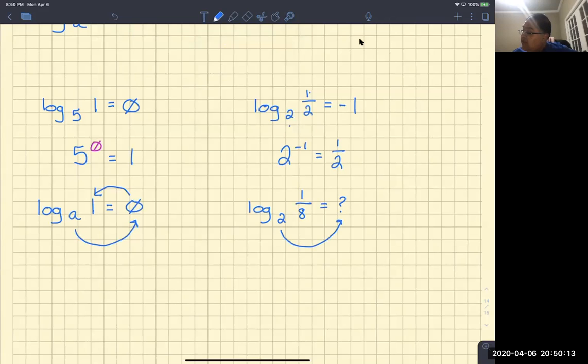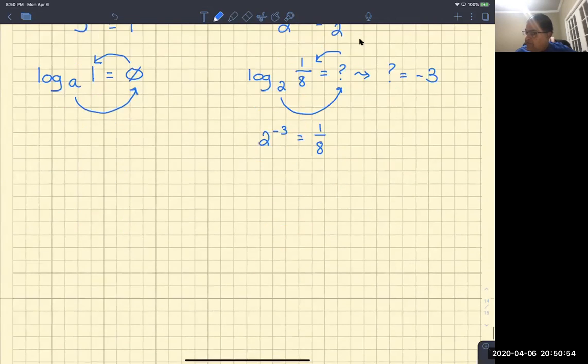2 to what exponent results in 1/8? Think about it. 2 to the negative 3 is 1/8. So that means log base 2 of 1/8 is negative 3. I highly recommend that you pause this and do a lot of practice with these problem types, and then come back to understand more properties of logarithms.